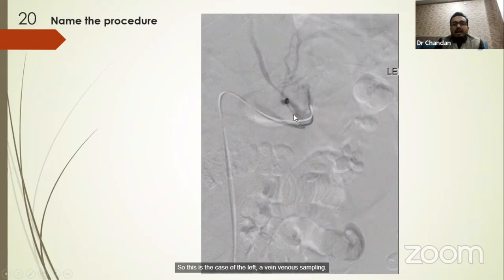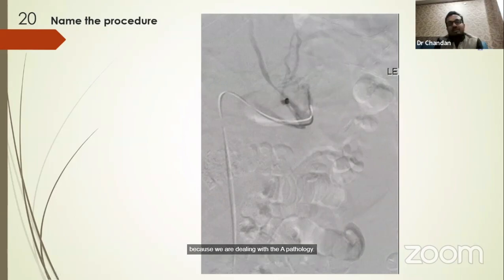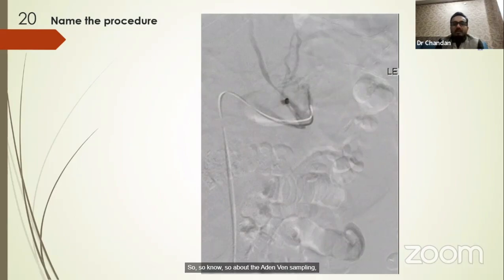So this is the case of the left adrenal venous sampling. It is important because we are dealing with adrenal pathology, so you should know about adrenal venous sampling also.